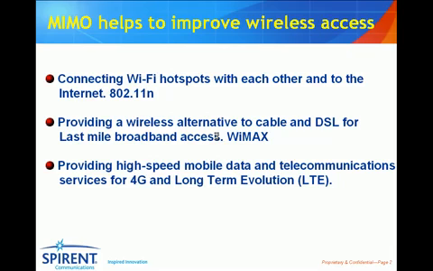MIMO technology can be used to help improve wireless access in a number of different applications. Today, many of us are using MIMO in Wi-Fi applications. MIMO can be used to help improve the efficiency and reach in Wi-Fi applications such as hotspots or within the home where you're using wireless connectivity. It can also be used to provide a wireless alternative to cable and DSL for last mile broadband access using WiMAX. Again, MIMO plays an important part. MIMO can also help improve the efficiency in providing high-speed mobile data and telecommunication services for 4G and long-term evolution, or LTE.